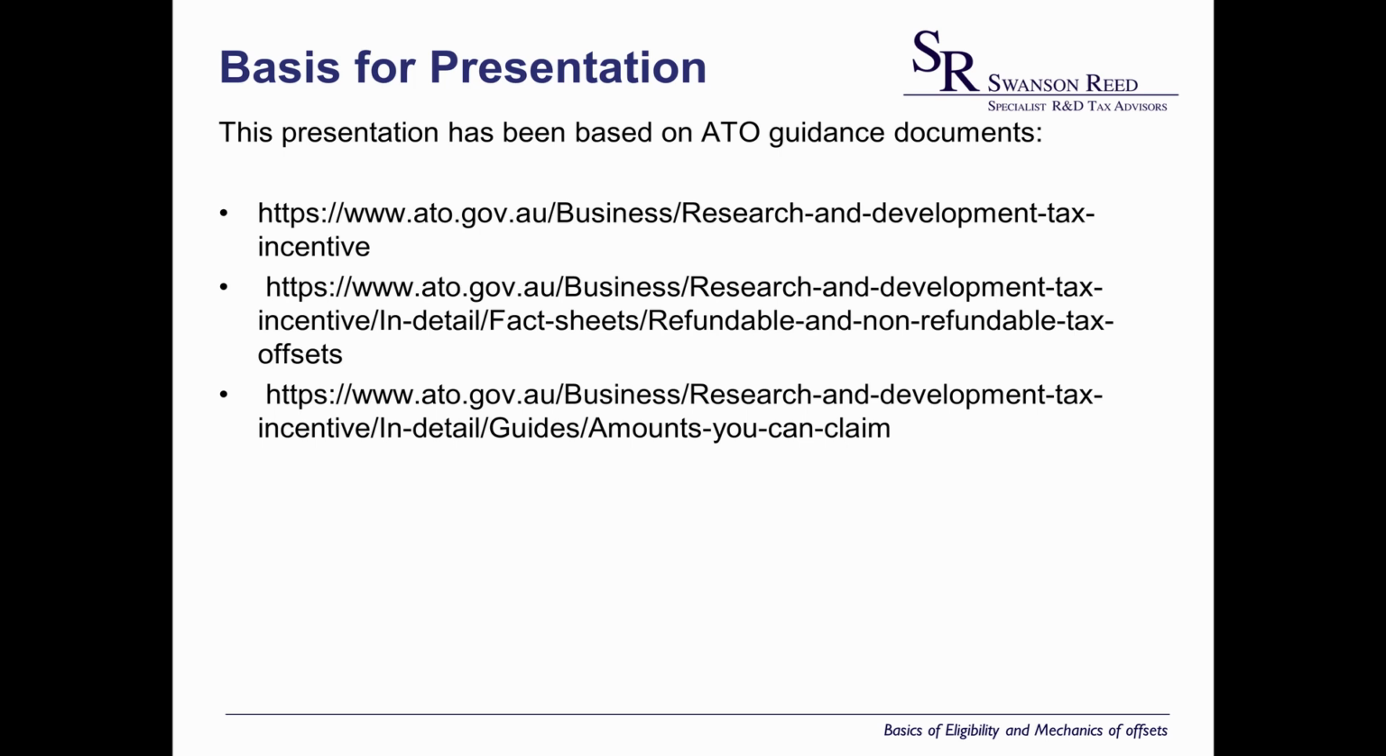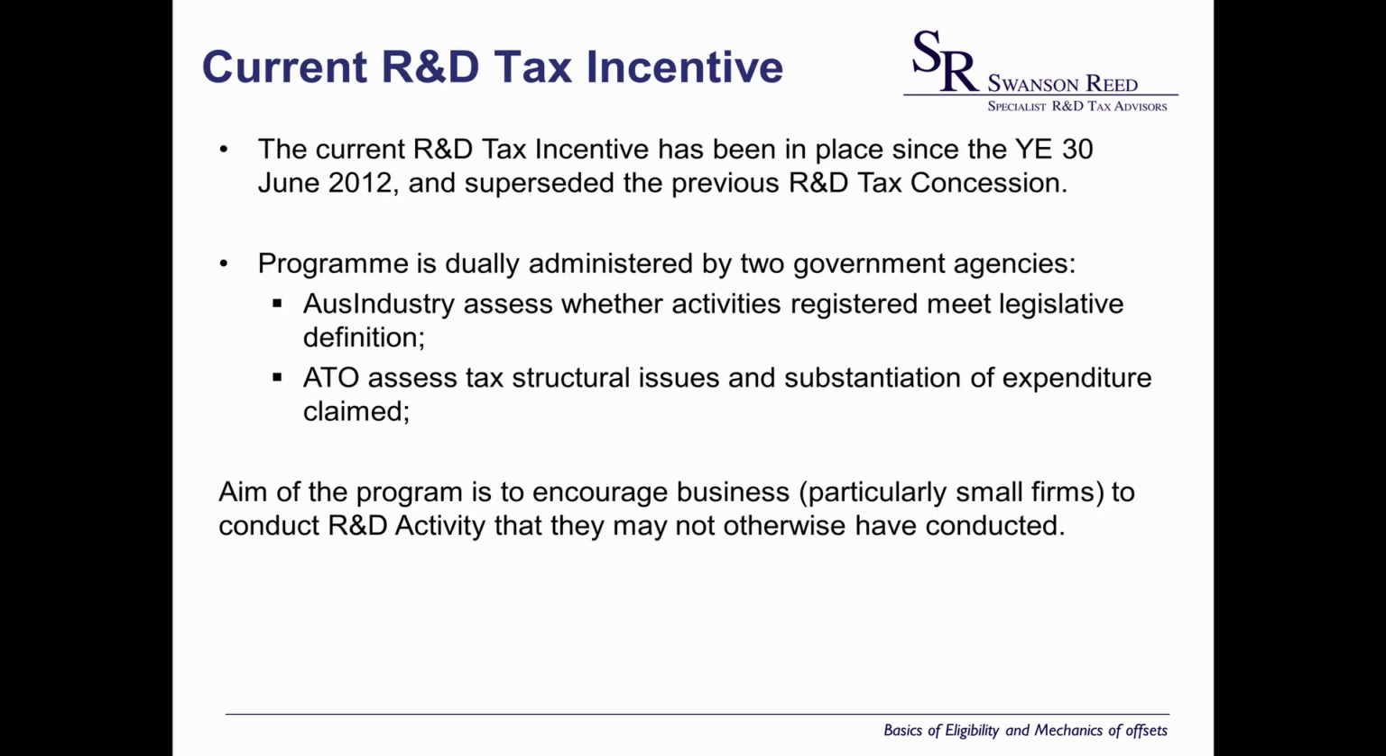This presentation will seek to provide information around the basis for determining a company's eligible R&D tax offset. It has been based on several ATO guidance publications which are available on the ATO website. The current R&D tax incentive has been in place since the year ended 30 June 2012 and superseded the previous R&D tax concession which operated for many years.